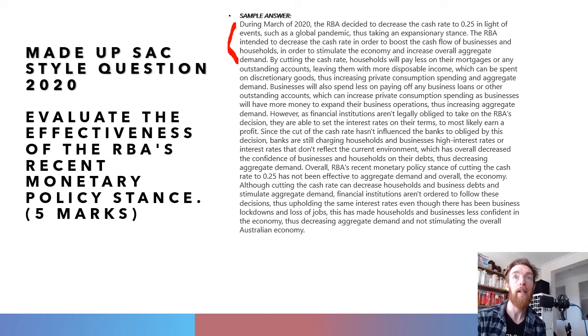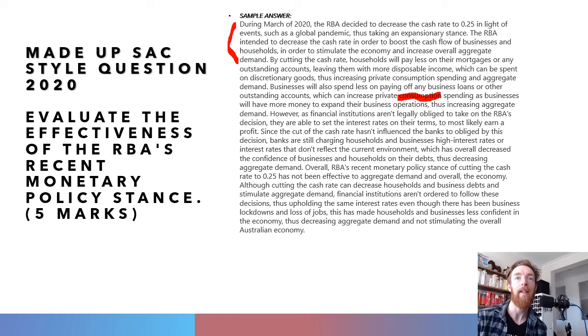By cutting the cash rate, households will pay less on their mortgages or any outstanding accounts, leaving them with more disposable income, which can be spent on discretionary goods, thus increasing private consumption spending and aggregate demand. Businesses will also spend less on paying off any business loans and other outstanding accounts, which can increase investment spending. That should be investment right there, as businesses will have more money to expend on their business operations, thus increasing aggregate demand.